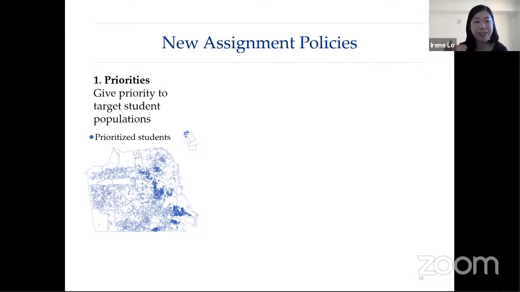But when we were designing the new policy, we had free rein to also redesign the priorities. And this is important because priorities are the typical tool that people think about using in school choice to make things more equitable or make things more diverse at every school.